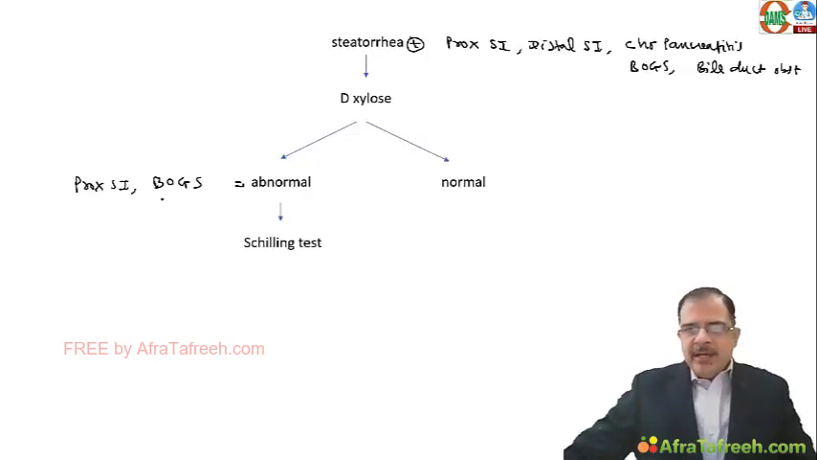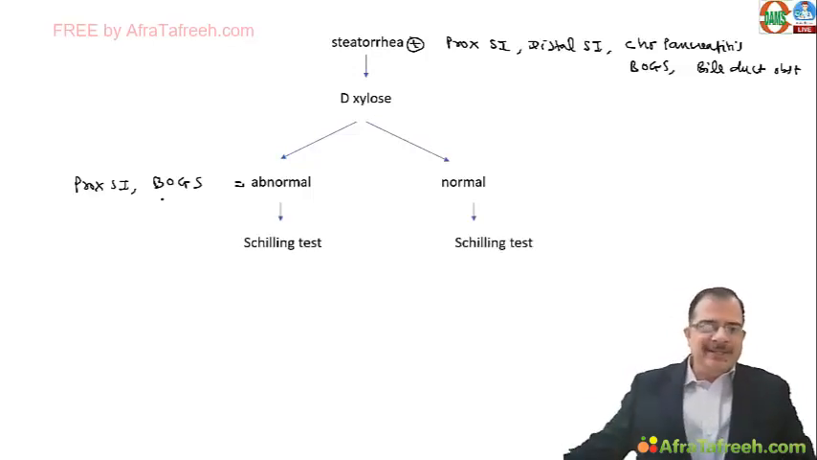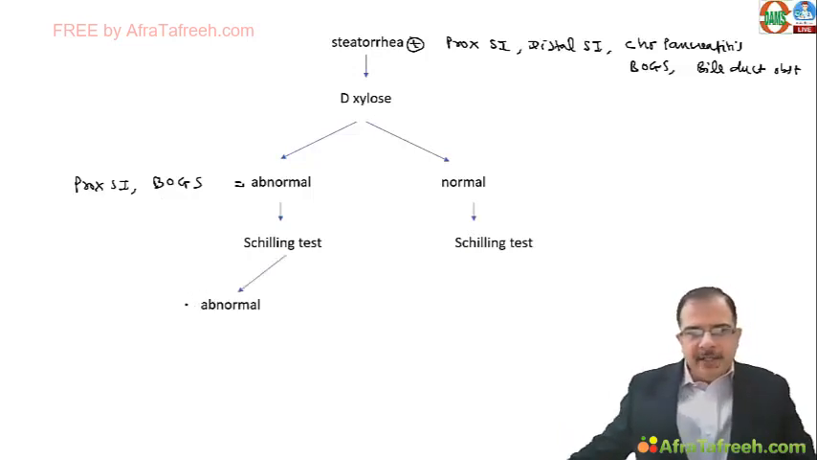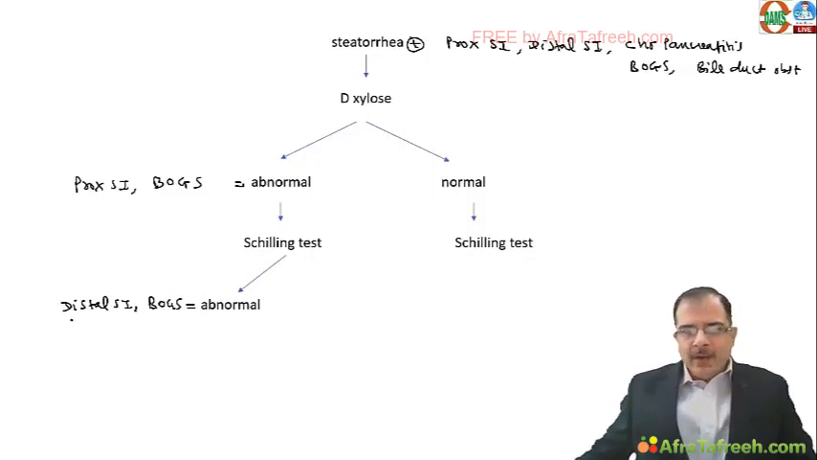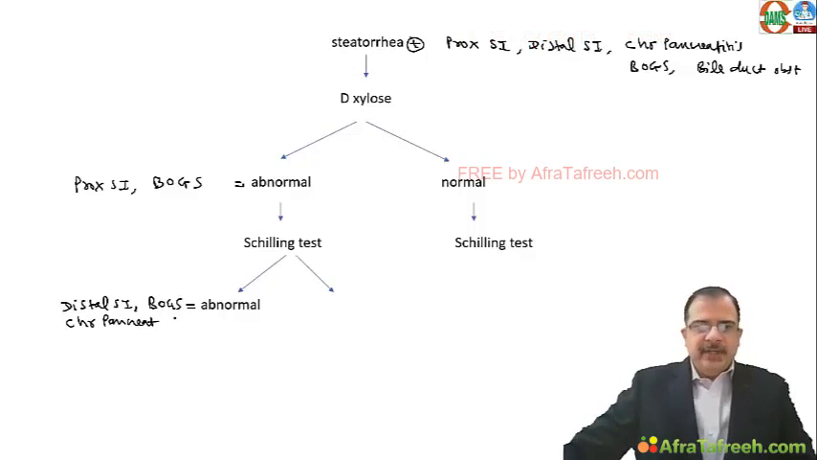So in both the conditions, we will go for a Schilling test. And where will the Schilling test be abnormal? So the Schilling test will be abnormal in cases of distal small intestine bacterial overgrowth syndrome and chronic pancreatitis. It will be abnormal in these scenarios.